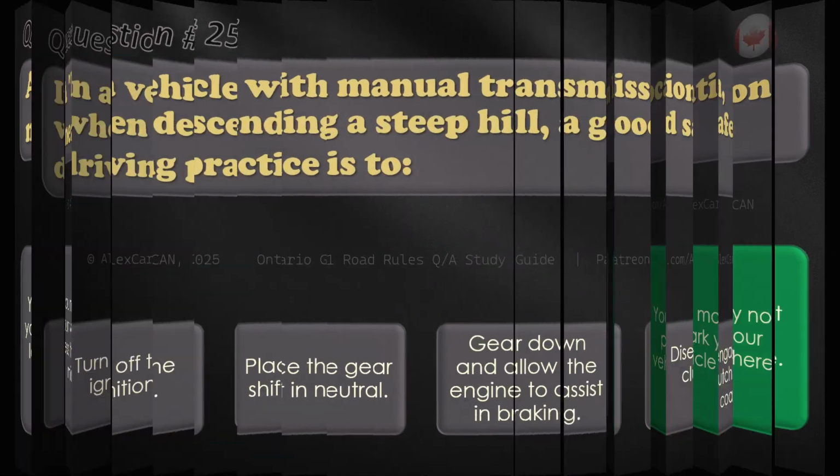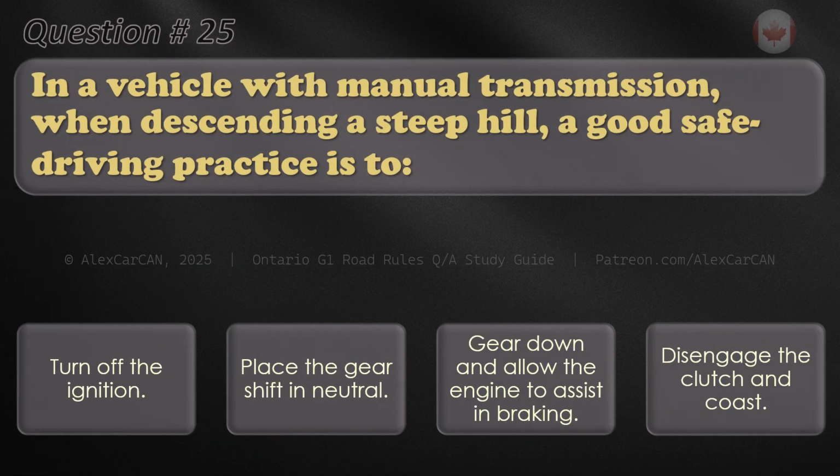Question number 25. In a vehicle with manual transmission, when descending a steep hill, a good safe driving practice is to turn off the ignition, place the gear shift in neutral, gear down and allow the engine to assist in braking, disengage the clutch and coast.